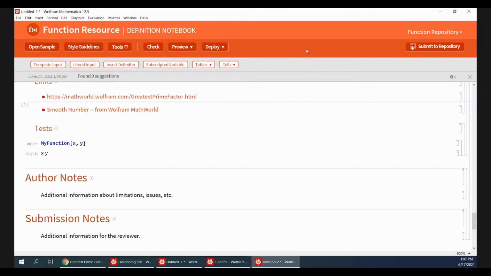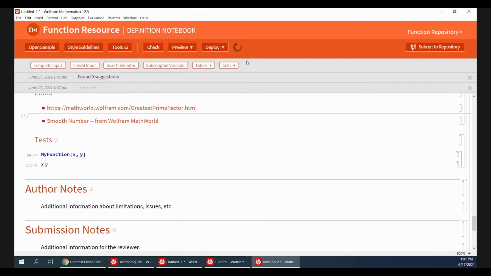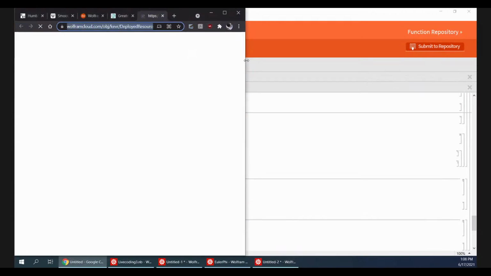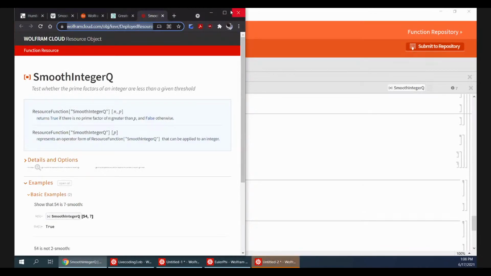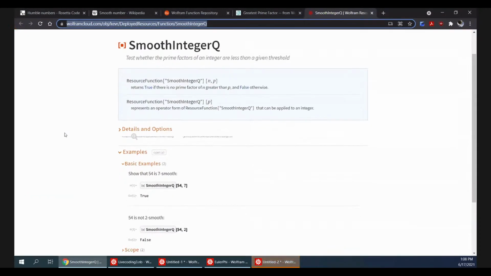Right. And then another step to take that most people probably don't do before you submit to the repository is deploy it to your own cloud account, and that will create a web preview. It'll do two things for you. It'll show you how it's going to look on the web, and you can grab your function from there and test it and make sure that it works as a resource function.